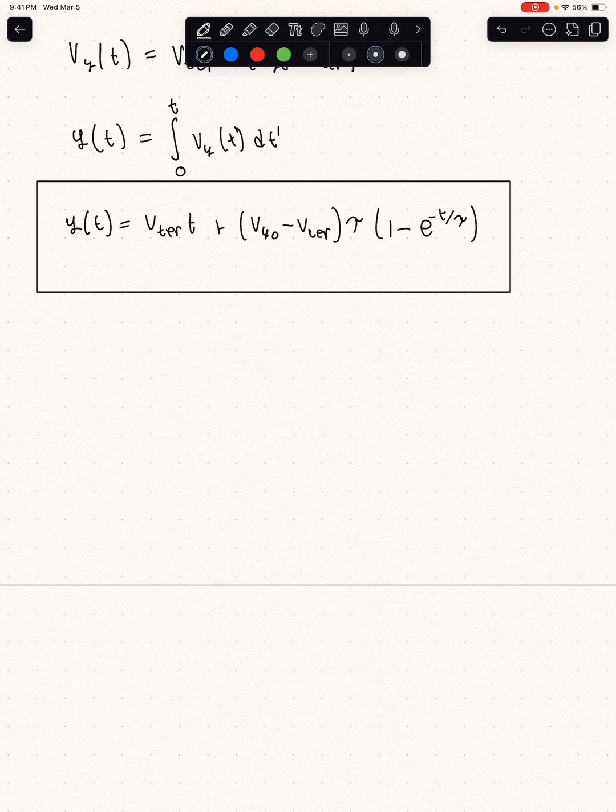So as far as the math and the conceptual concepts for linear drag, I think that does it.